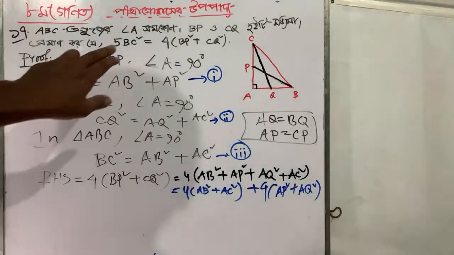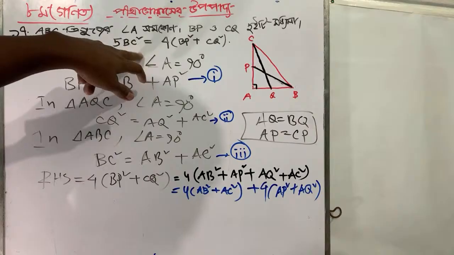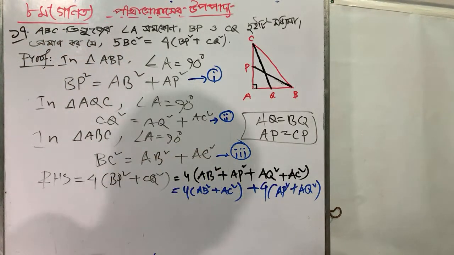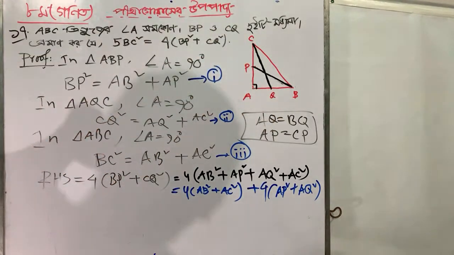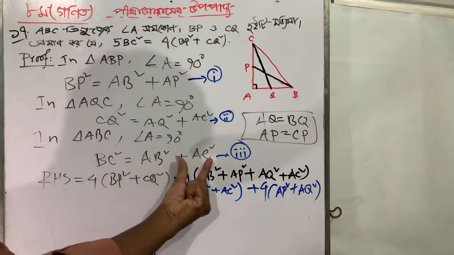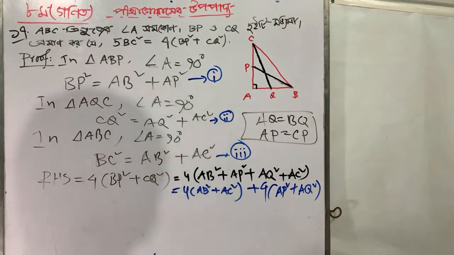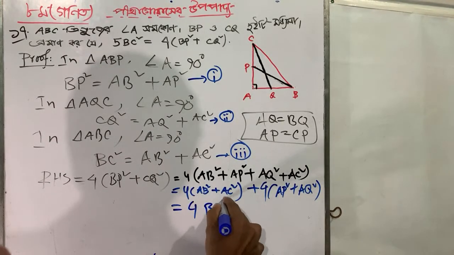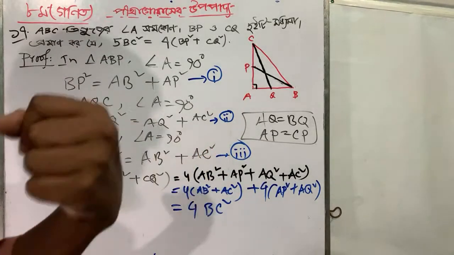So remember what we need? We need BC square on the left hand side. So I have AB square plus AC square. So AB square plus AC square is equal to BC square according to equation number 3. So this is BC square according to equation number 3.